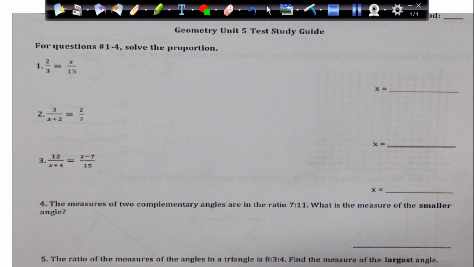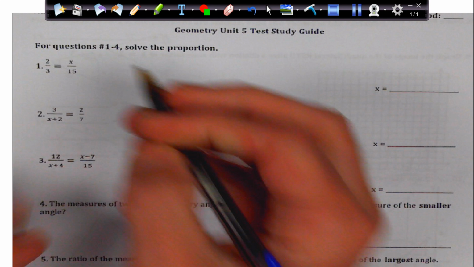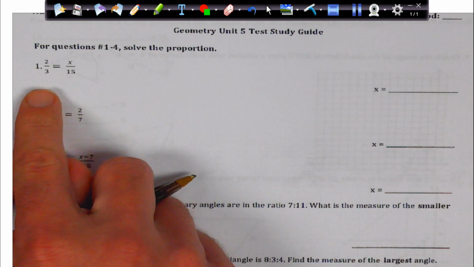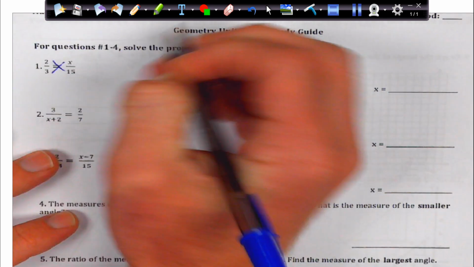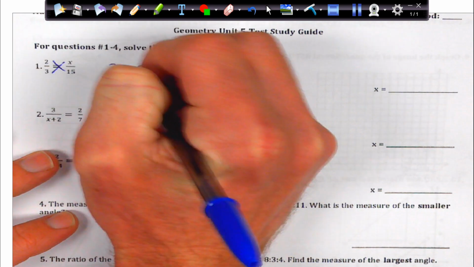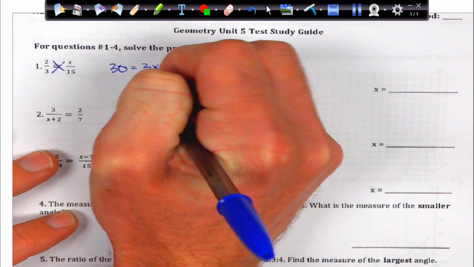So let's jump in. First thing, we cross multiply for our proportions. Again, proportions are just two ratios set equal to each other. So we cross multiply: 2 times 15 is 30, and 3x, divide by 3, x equals 10.